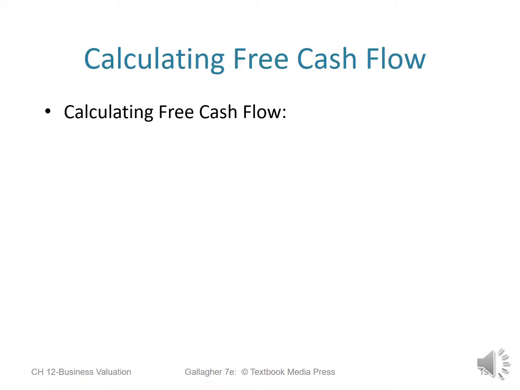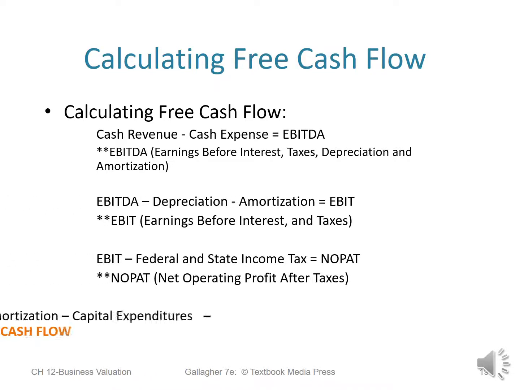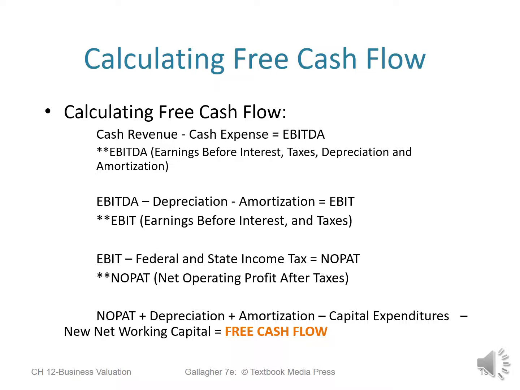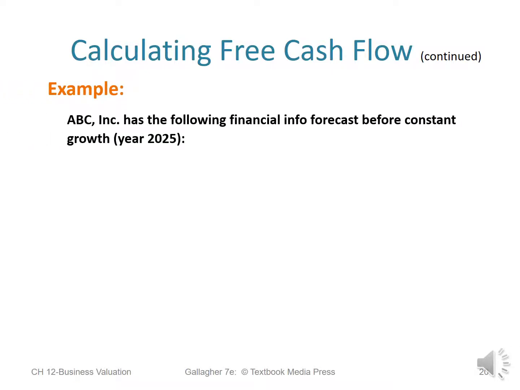Calculating free cash flow. We can use different ways to calculate free cash flows. Typically, free cash flow is NOPAT plus depreciation plus amortization minus capital expenditures minus new net working capital. For example, ABC Company has the following financial information forecast before constant growth until year 2025.